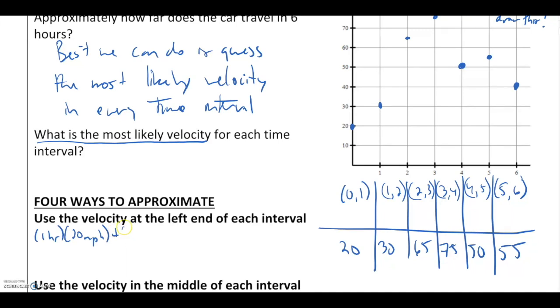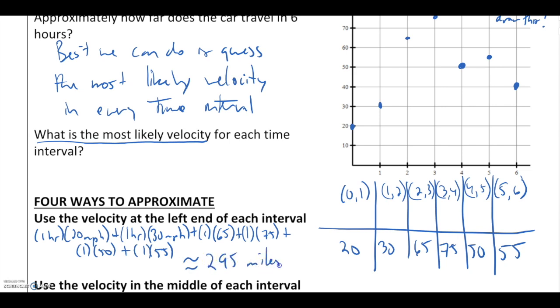And I'm going to go ahead and add that to my 1 hour times the 30 for hour number 2. And I'll start cutting up the units here just to make this a little bit faster to write. I have 1 hour times 65 plus 1 hour times 75 plus 1 hour times 50 and 1 times 55. And putting this together, we will get approximately 295 miles, which based on the velocities fluctuating all the way across, 295 does not sound unreasonable if you think about putting yourself in as the driver of this car.